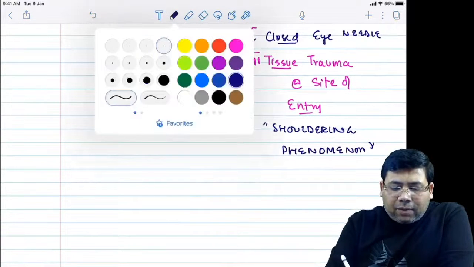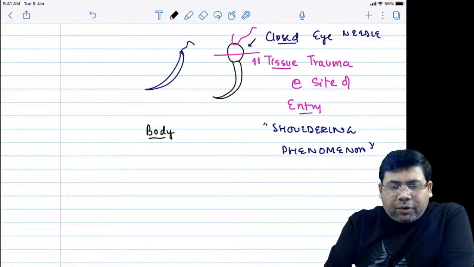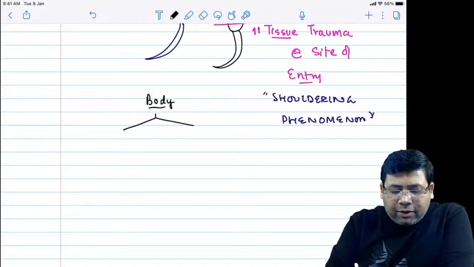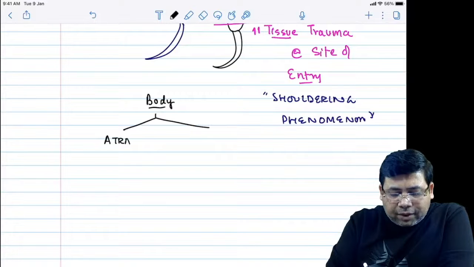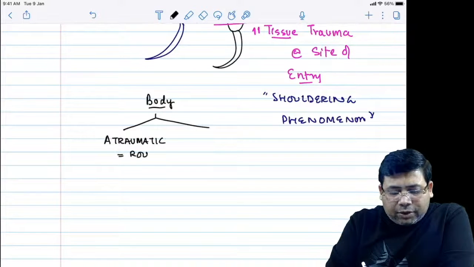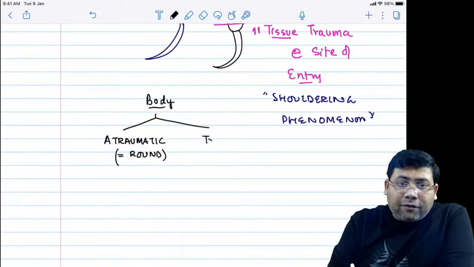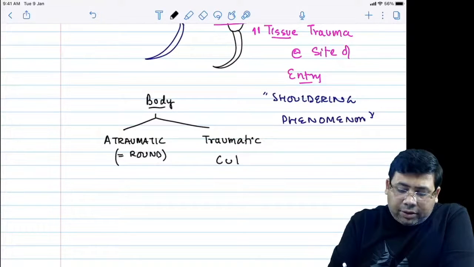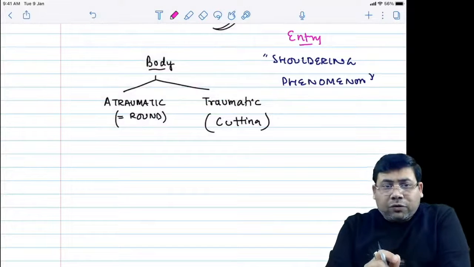Then when we are talking about the body of the needle, based upon the body, you can have 2 types of needle: atraumatic and traumatic. Atraumatic is the type which is a round bodied needle. And then we have traumatic, which is a cutting body needle. So what do you mean by a cutting body needle and a round body needle? Let us see. And we have a special code also for them.